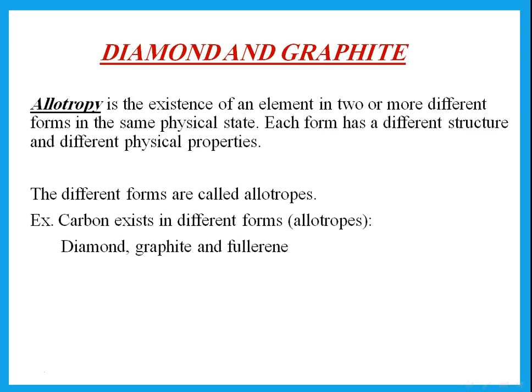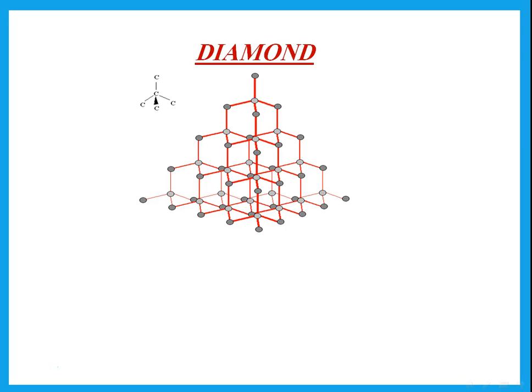So they are the same element, and we will say that diamond and graphite are both made of carbon. They only have carbon atoms, and they are both carbon atoms in the solid state, but they have different arrangement and different structure and different physical properties. So they are called allotropes. So diamond and graphite, and fullerene actually, are allotropes of carbon. So let's take a look at the structure of diamond, the structure of graphite, and the structure of fullerene.